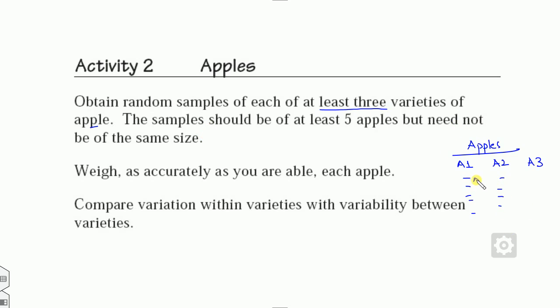So it means if this group consists of 5, then this one consists of 6, or this one consists of 11. So that's why they are not of the same size. So once you weigh all these apples accurately, compare the variation within the varieties and the variability between the varieties.